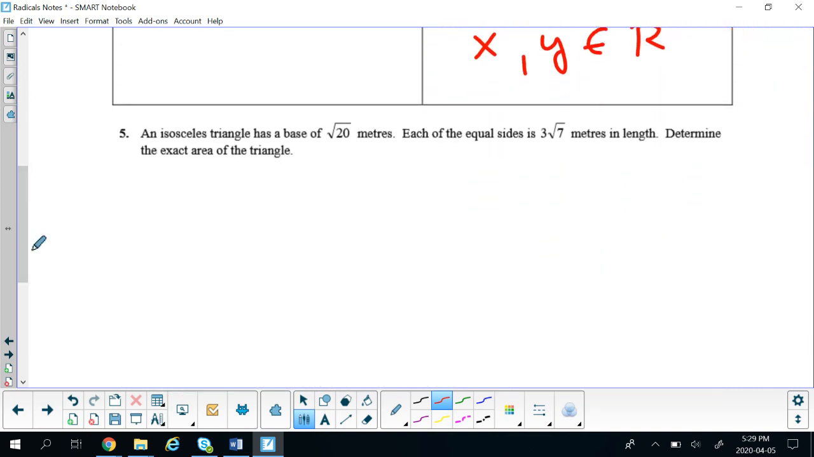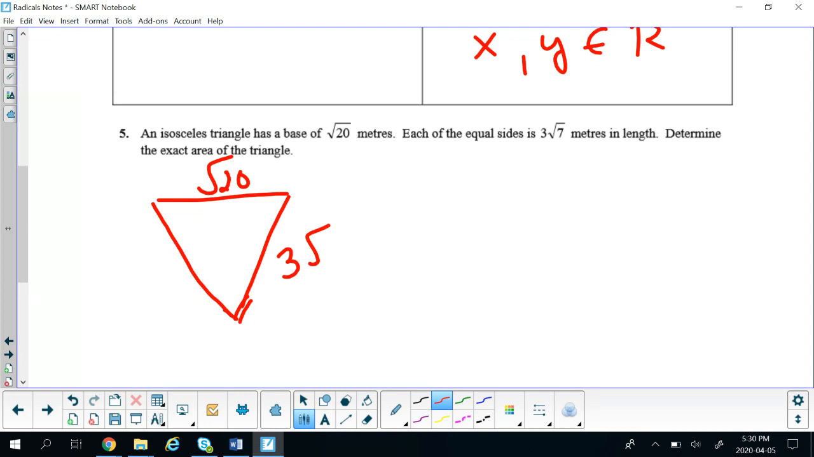Okay, last question. So an isosceles triangle has a base of square root of 20 meters. Each of equal side is 3 square root of 7 meters in length. Determine the exact area of a triangle. Let's draw a triangle first. So the base is square root of 20. And the other two sides are 3 times square root of 7. We have to find the area of this triangle.